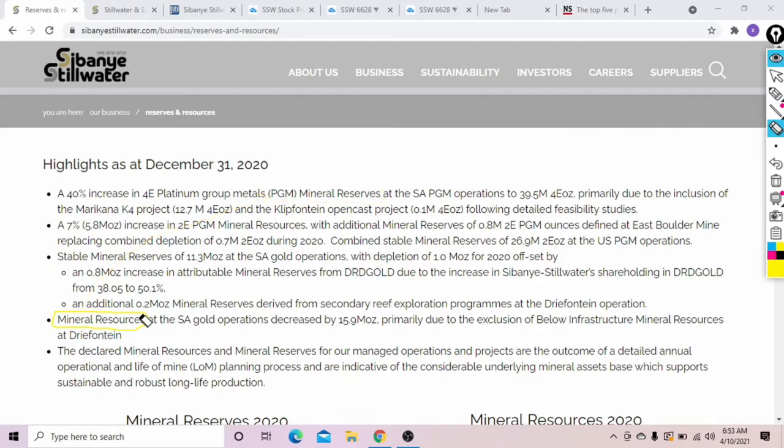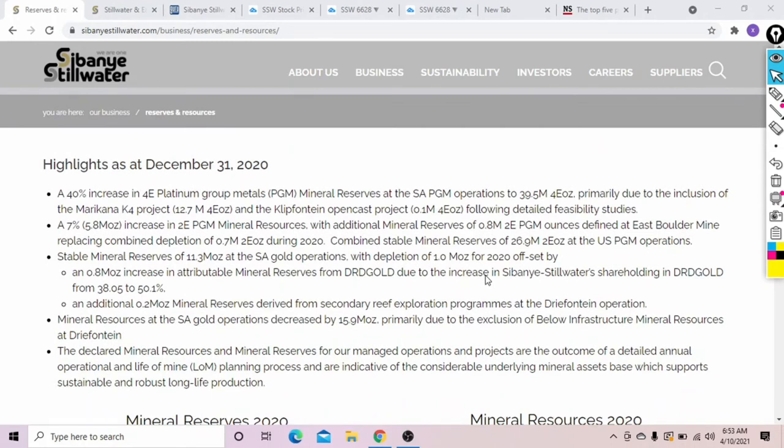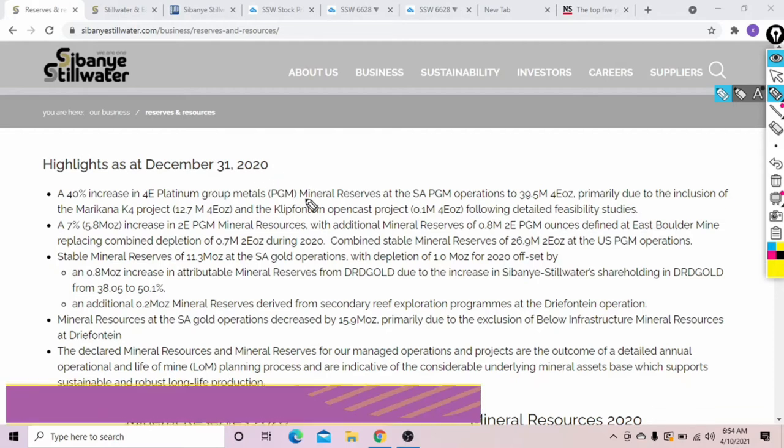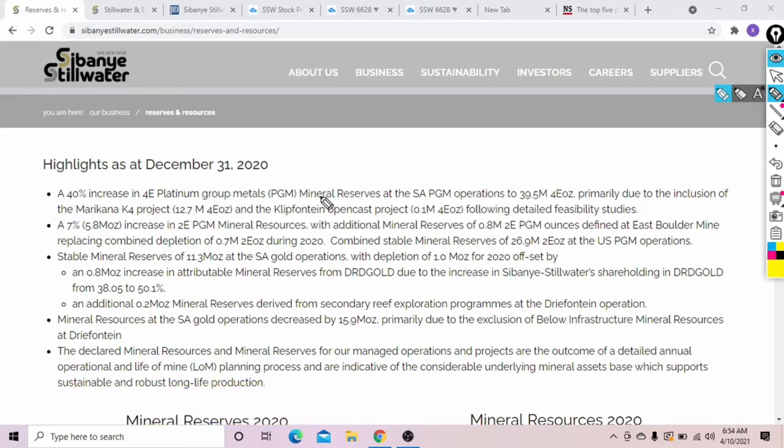All right. Now here, this is a website for Sibanye. They are declaring these reports that I just talked about, which are the mineral reserves and resources and also exploration results. As you can see from the first bullet, this is the highlight as at December 31, 2020. Now, a 40% increase in platinum group metals mineral reserve at the SA PGM, which is the Platinum Group Metals Operation, to 39.5 Moz. So there's been an increase in mineral reserves in this platinum operation for Sibanye. That is positive news.